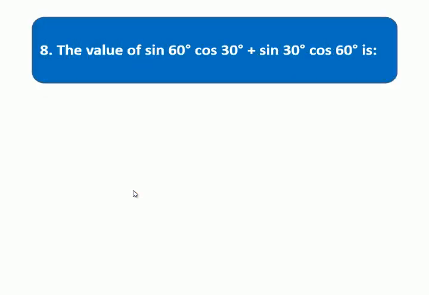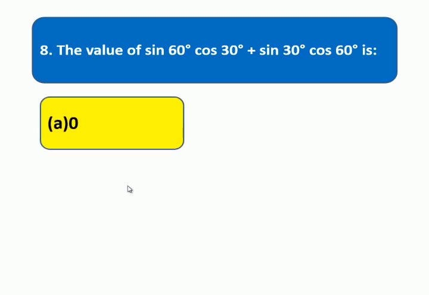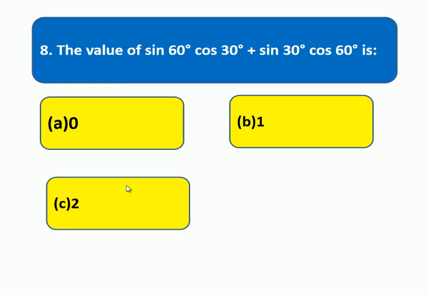Now move on, question number 8. Here is question 8. The value of sin 60 cos 30 plus sin 30 cos 60 is. You have to find the value: 0, 1, 2 or 4. It's very simple. You just insert the values of sin and cos of 60 and 30, find the result, and find the correct option, A, B, C or D.